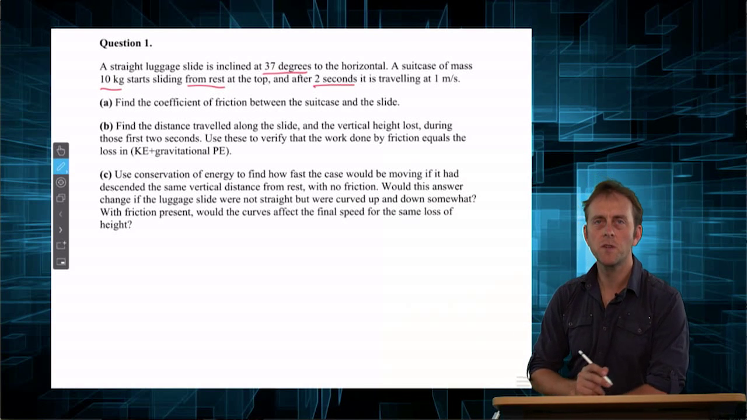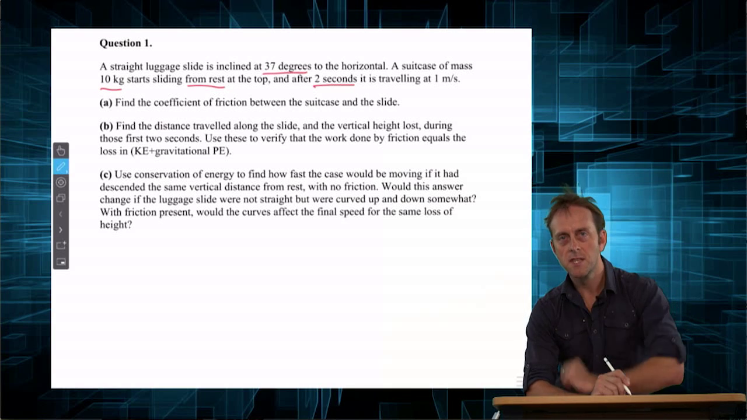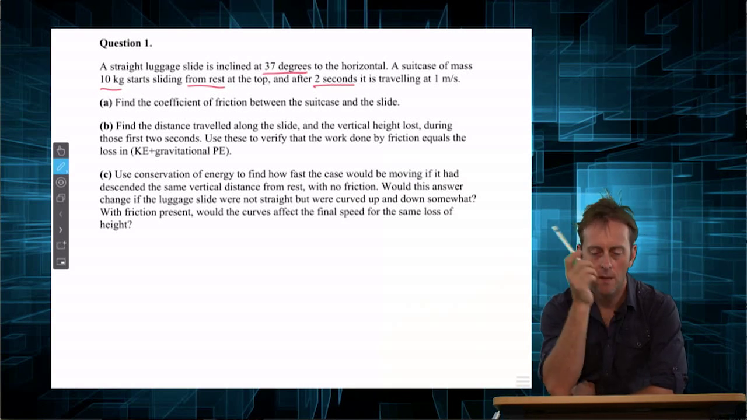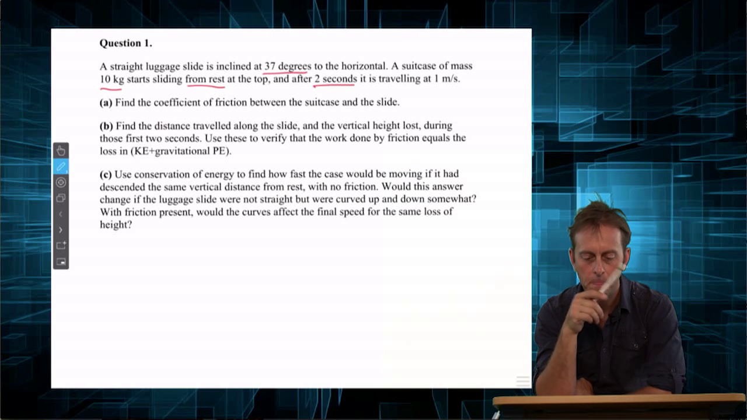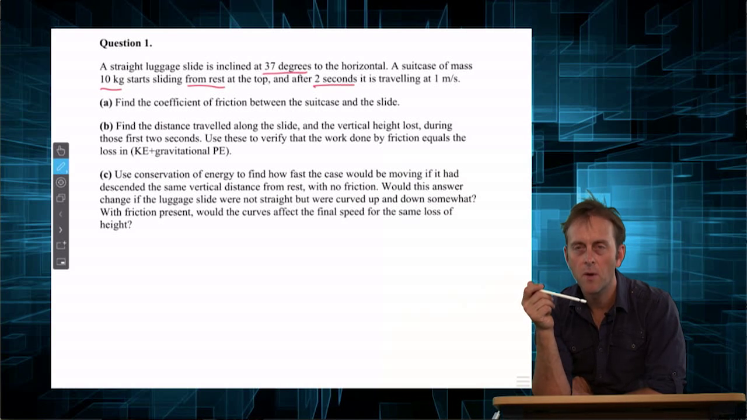The first part of the problem is asking to find the coefficient of friction between the suitcase and the slide. So we're going to have to use our kinematics to go backwards and work out the force of friction. So it's the other way around to what we normally do. In the next question, we find the distance travelled along the slide and the vertical height that's lost, and then we can look at the work done by friction.